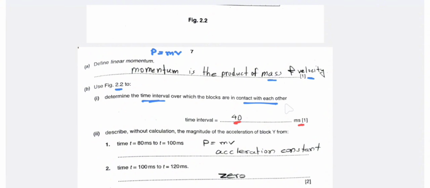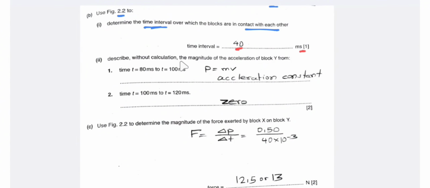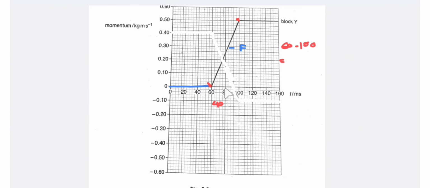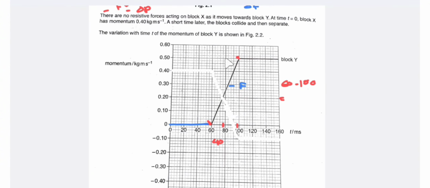So 40 milliseconds. Then describe without calculation the magnitude of acceleration of block Y from time t equal to 80 millisecond to time t equal to 100 millisecond. We don't need to give a calculated value or numbers such as 8, 10. Instead, we just need to state whether it is constant, increases or decreases. So what is the magnitude of acceleration from 80 to 100 millisecond? Here we can see that for block Y, there is a change in momentum.